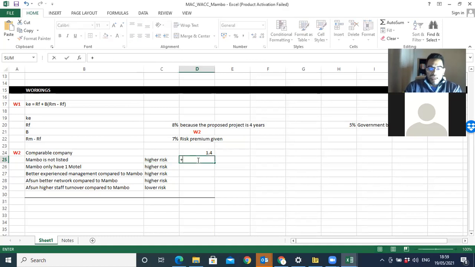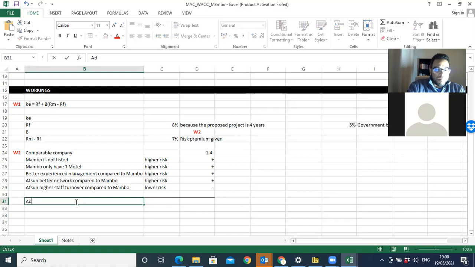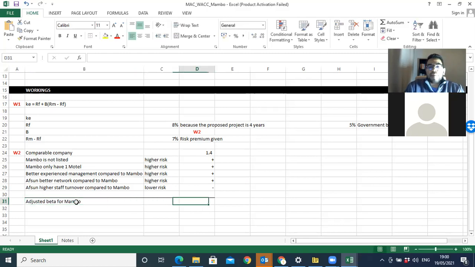So this is basically going to be a plus, a plus, a plus, a plus, and a minus, and a minus. That is basically what you do. You don't put a number to it yet. Then you can make up a final number. So now you say adjusted beta for Mambo. You decide. You can see there are more positives, fewer negatives, so you expect this number to be higher than 1.4. Let's go with 1.6. They have used 1.6. It could have been 1.7. You decide, you won't get it wrong.